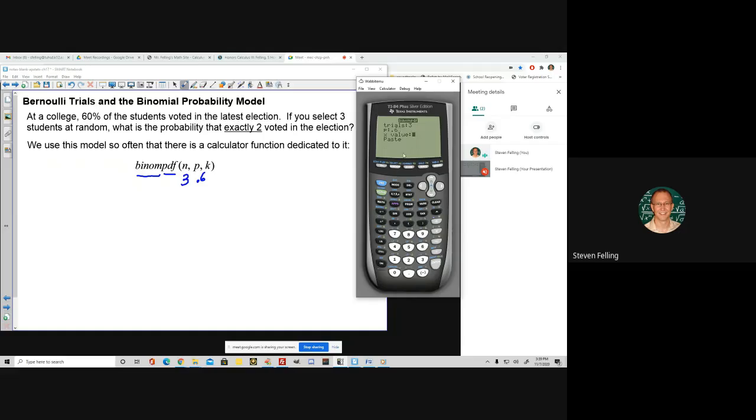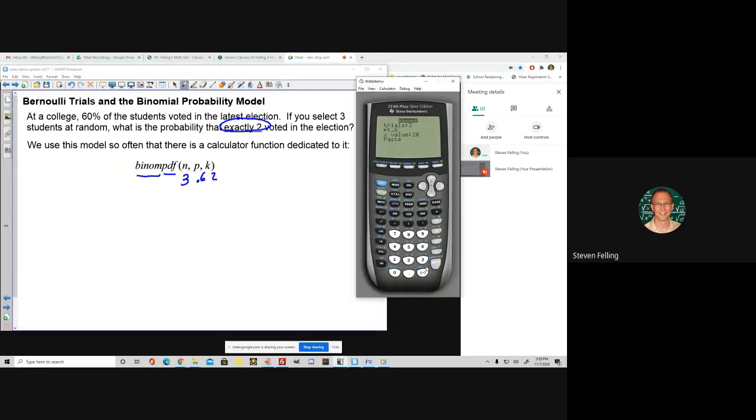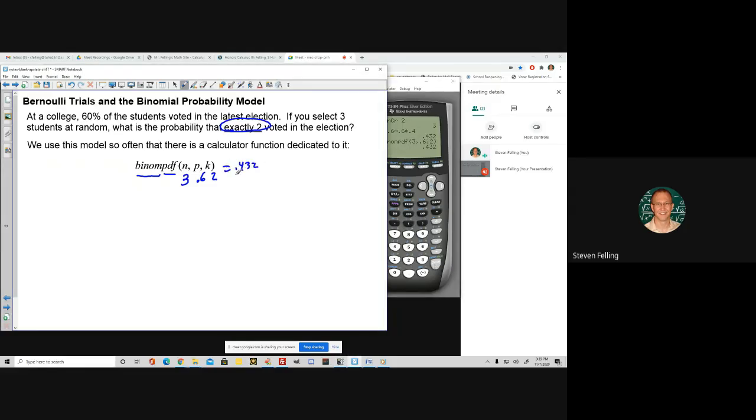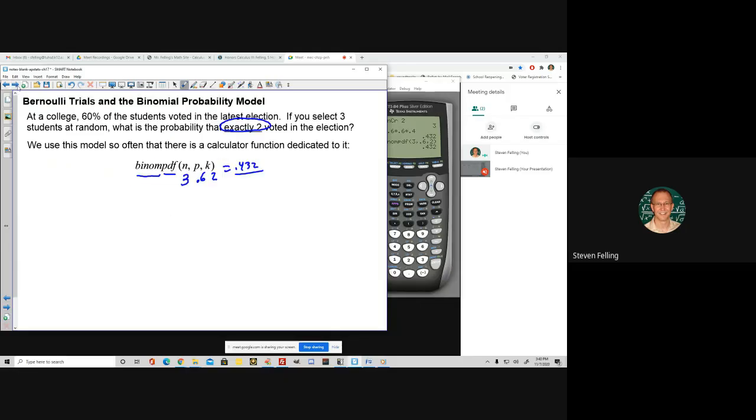And then for the X value, that's the number I'm interested in. I'm wanting the probability of exactly 2 people voting. So the 2 out of 3 means I'll put a 2 in there, and then I hit paste. And when I run it, it gives me that same 0.432 in literally a single step in the calculator, right? So binomial PDF is doing this calculation behind the scenes, okay? So that's called the binomial probability model.